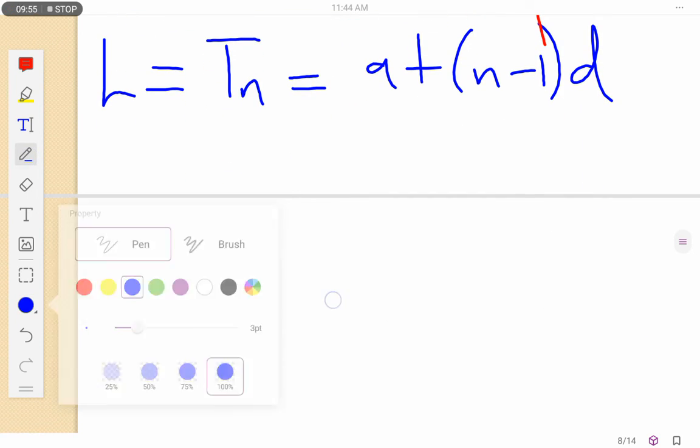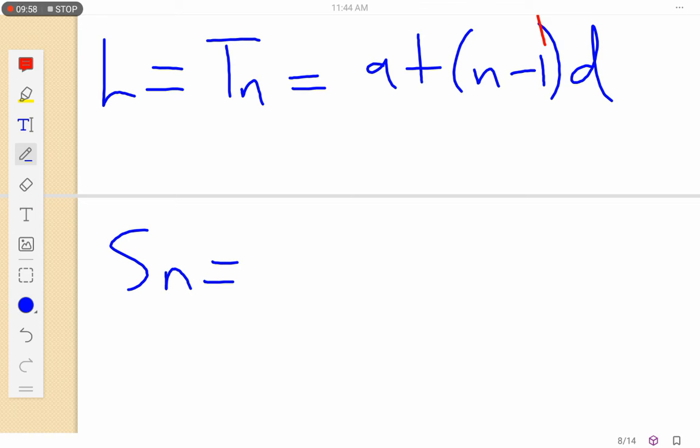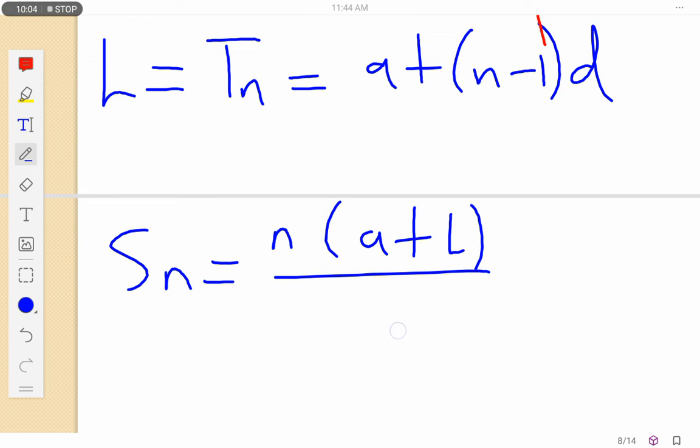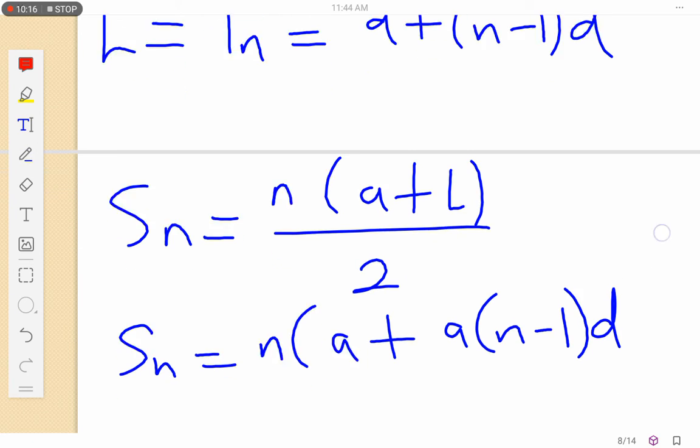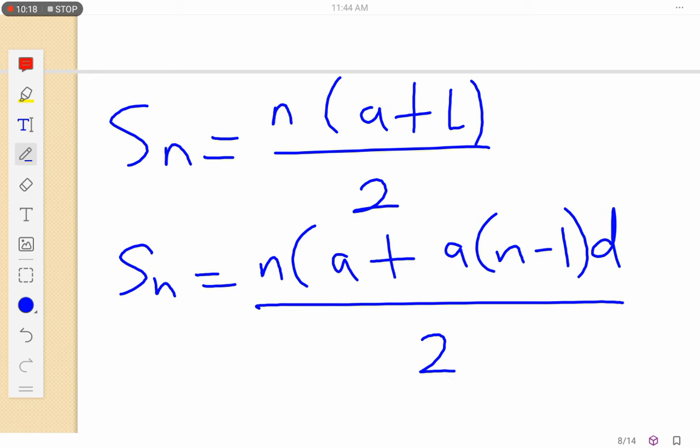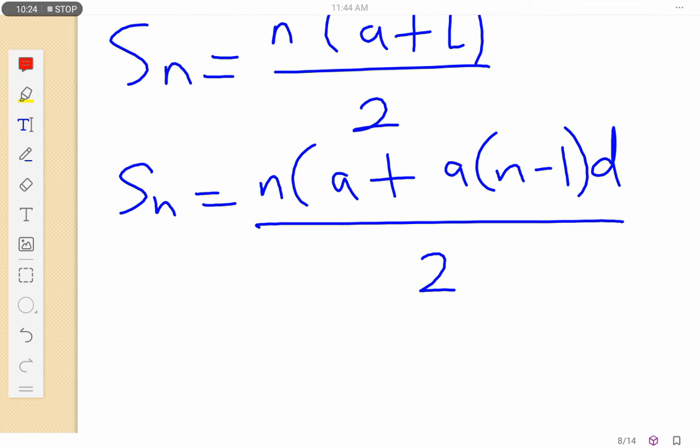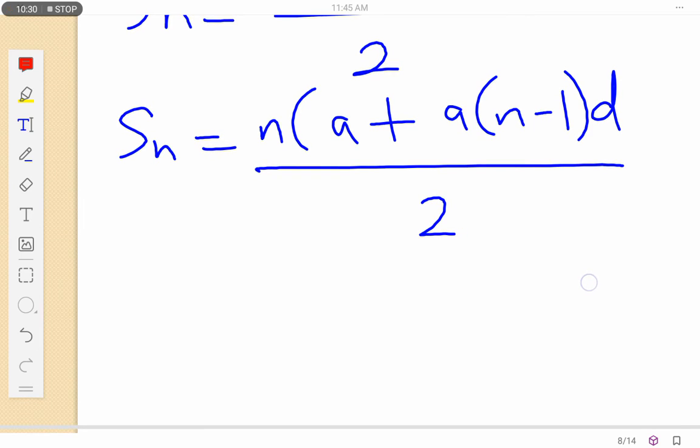So we had our formula as Sn is equals to n(a plus L) over 2. My L is now this one, so I'll have Sn is equals to n(a plus a plus (n minus 1)d) over 2, like that. Now the method that is left here is to add this together. Okay, sorry, I wrote this one wrongly here. It's a plus that one.